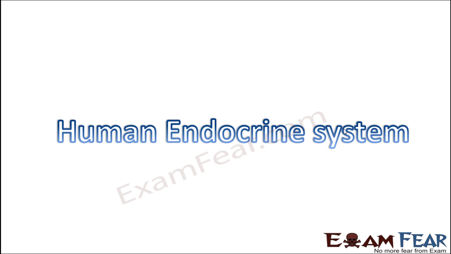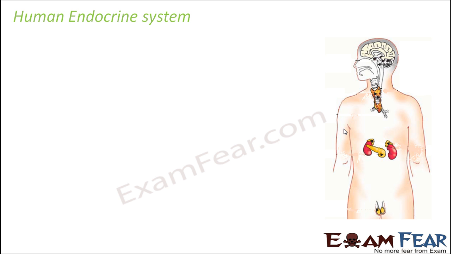Let us now talk about the human endocrine system. When we talk about the human endocrine system, what are we going to cover in this topic? We are going to cover all the endocrine glands, because all the endocrine glands produce some specific hormones and each of those hormones has a specific role in the human body. So that is what we will see in this topic of human endocrine system.